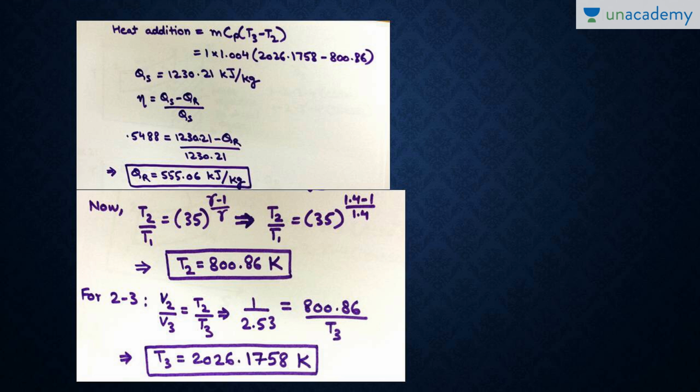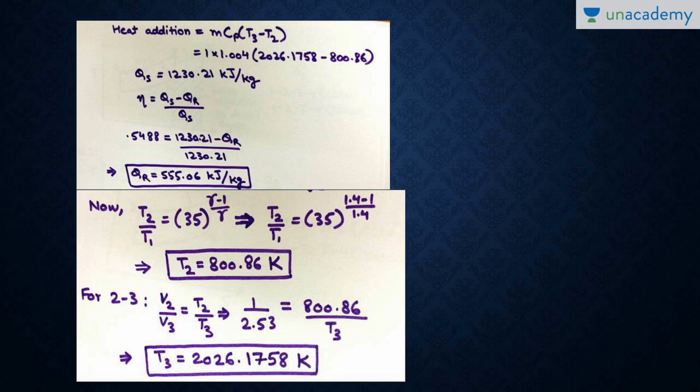Similarly, you have to find the value of T3. For 2 to 3, which is the constant pressure heat addition, V2 by V3 is equal to T2 by T3. And V3 by V2 is 2.53, which is the cutoff ratio, which we have already calculated. So 1 upon 2.53 is equal to 800.8 upon T3. So the value of T3 is 2026.1758. T2, I have already calculated: T2 is 800.86, T3 is 2026.175.